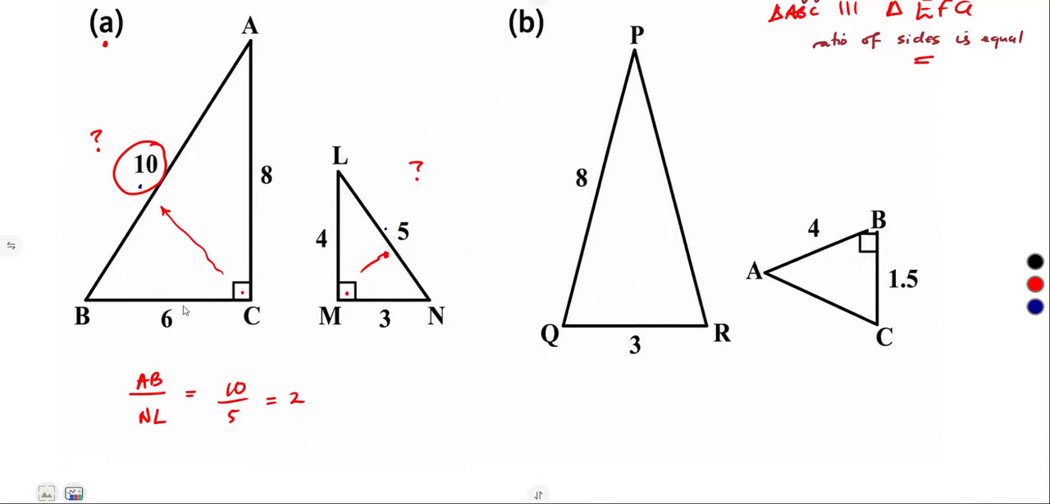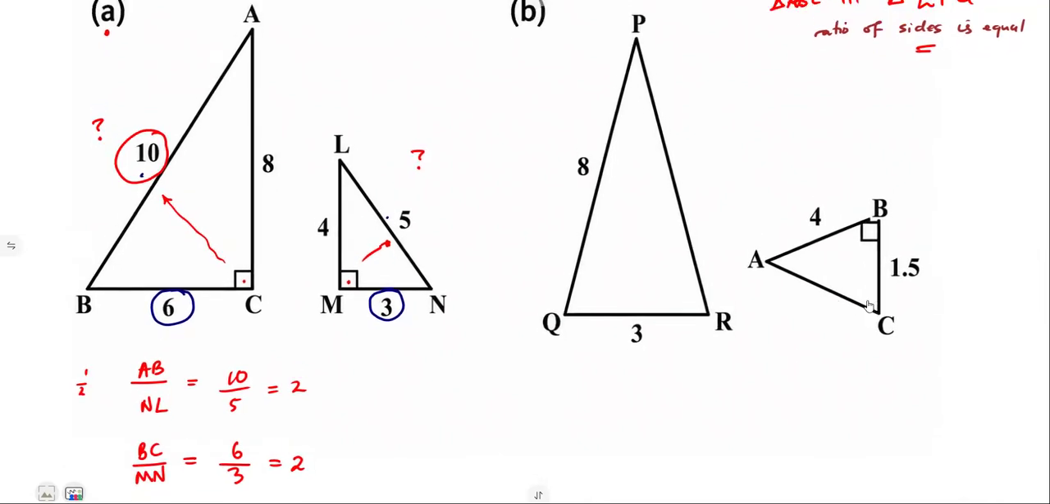From the 90 degree angle here, we've got the base, which is BC, and there we've got the base, which is MN. So let us consider these two, BC over MN, the first triangle over the second triangle. BC is 6 over MN, which is 3. Dividing 6 by 3, that is 2. Same ratio, same value.